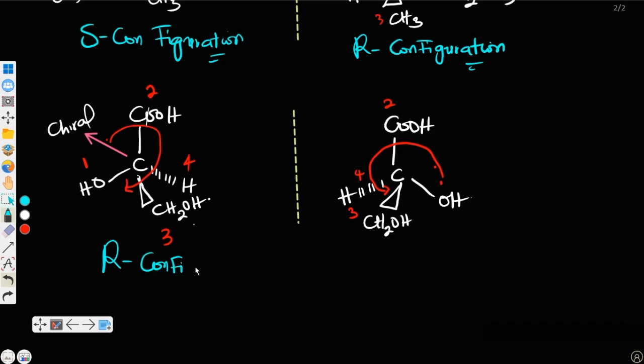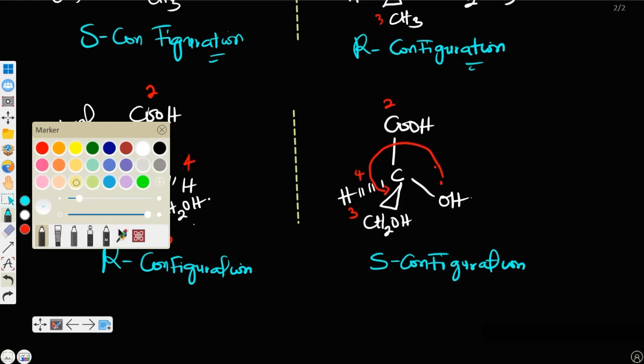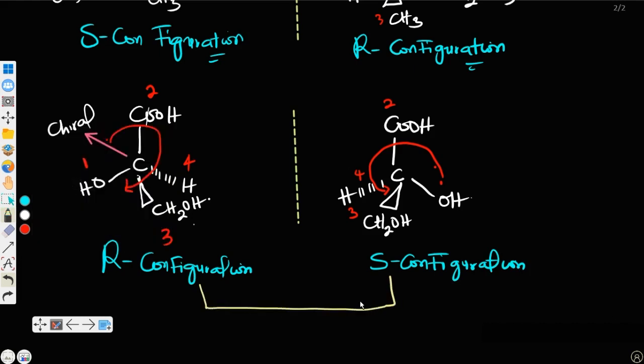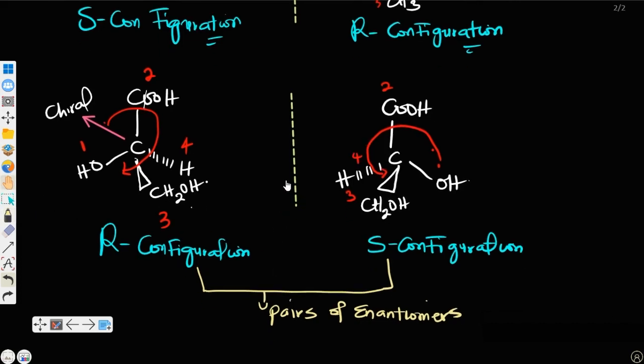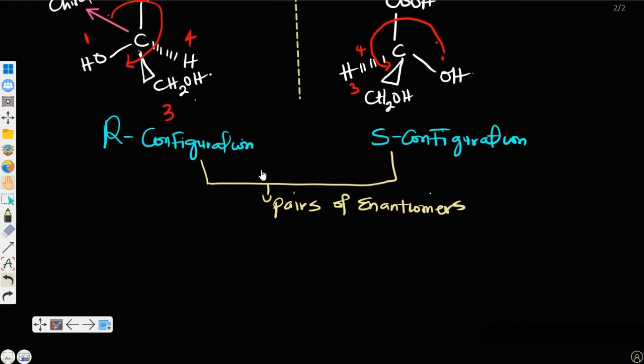So this one here is R configuration, and this one here is S configuration. Do you understand? Now, each of these, the R and S configuration, you call them pairs of enantiomers. So these two are called pairs of enantiomers. Is that okay? Exactly. So let's see the next one.